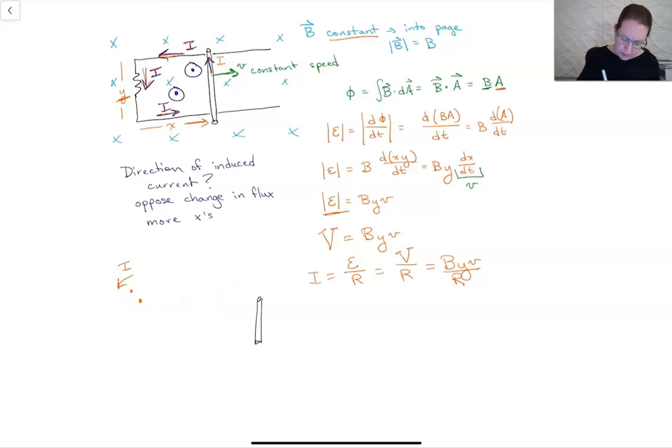Right, so I'll get rid of this, so I've got a little space to work. I've got my bar, and I've got current that is in this direction, and a magnetic field that is into the page, right? That's the direction of B, into the page. This is I.